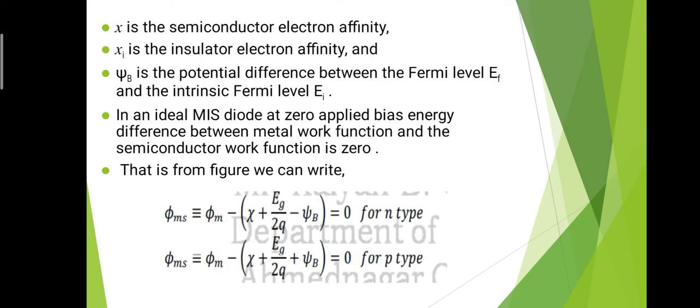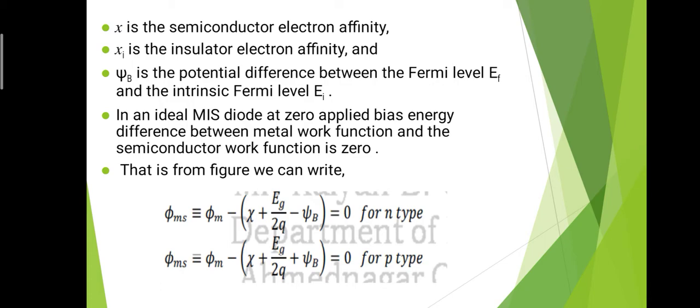Chi is the semiconductor electron affinity, and chi I is the insulator electron affinity. For the insulator the suffix is I, so chi I is the insulator electron affinity. Phi b is the potential difference between the Fermi level EF and the intrinsic Fermi level EI, that is, just the potential difference between those two energy levels. In an ideal MIS diode, at zero applied bias, the energy difference between the metal work function and the semiconductor work function is 0.